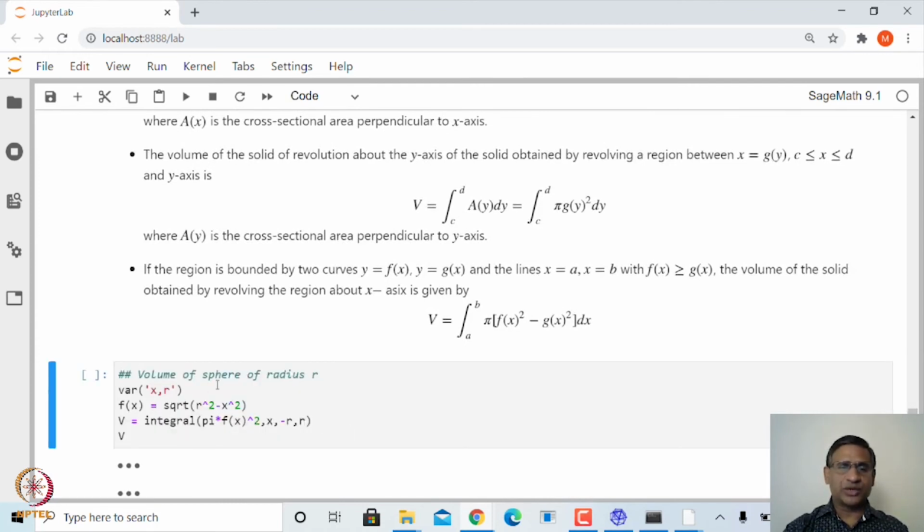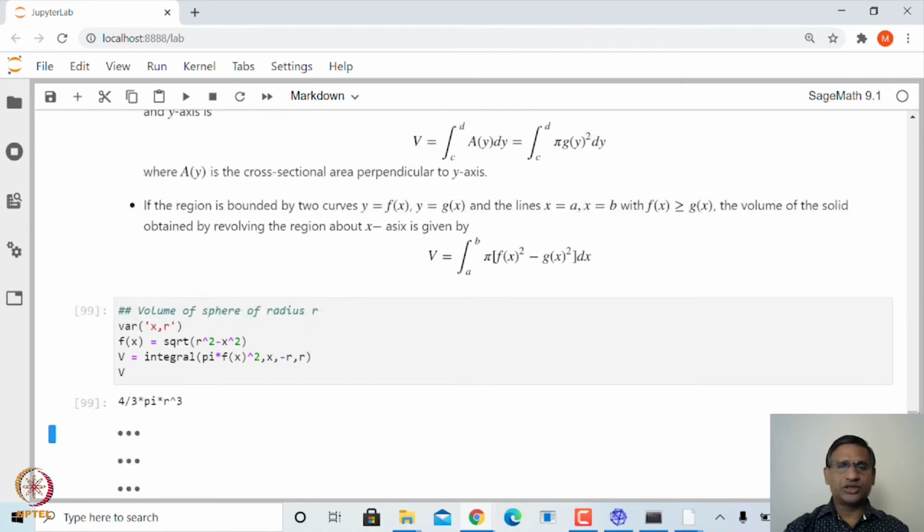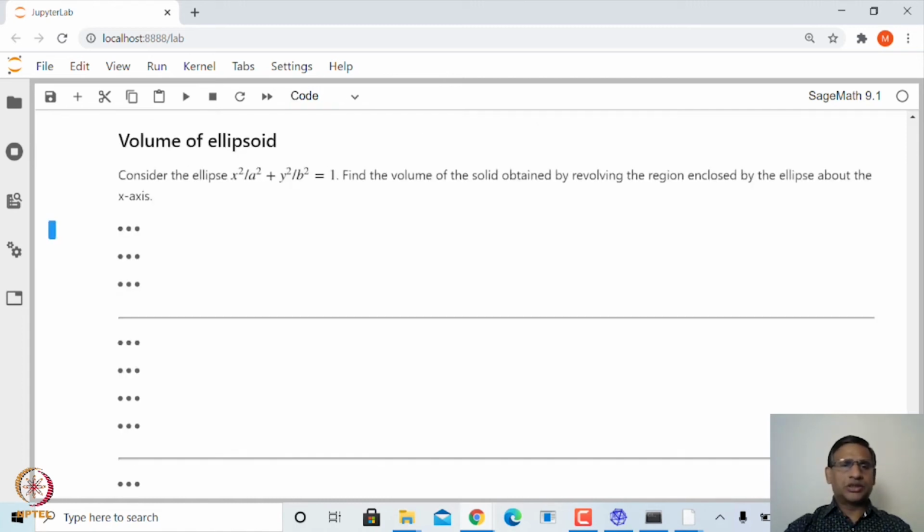So, for example, again, if you look at what will be the volume of the sphere. We can obtain a sphere by revolving the semicircle about the x axis, and if you use the formula V is equal to the integral of pi into f of x the whole squared, x varying from minus r to r, this is 4 by 3 into pi r cube, that is the volume of a sphere of radius r. Let us take the next example as computing the volume of an ellipsoid.